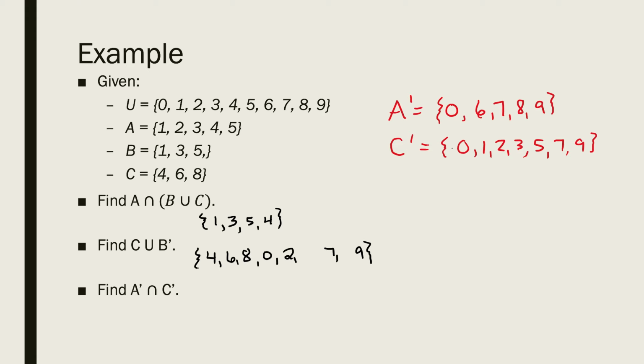So now our problem asks us to intersect the two sets that we have listed. Remember, intersection is the elements that they have in common. So they both have a 0. They both have a 7. And they both have a 9. So our intersection will have the elements 0, 7, and 9.